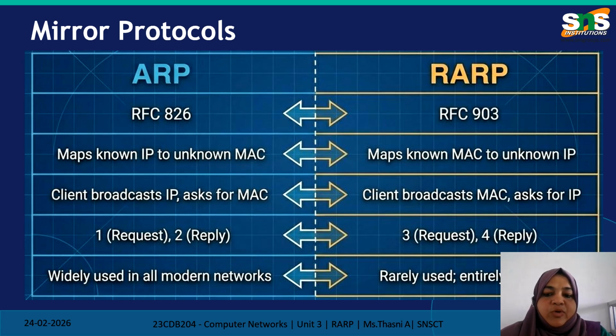So these are mirror protocols; let's see the difference between ARP and RARP. ARP is defined in RFC 826 and RARP in RFC 903. In ARP, the known IP maps to an unknown MAC, but in RARP the known MAC maps to an unknown IP. In ARP the client broadcasts an IP and asks for the MAC; in RARP the client broadcasts its MAC and asks for the IP. The operations are 1 request and 2 reply for ARP, and 3 request and 4 reply for RARP. ARP is widely used in modern networks, while RARP is rarely used.